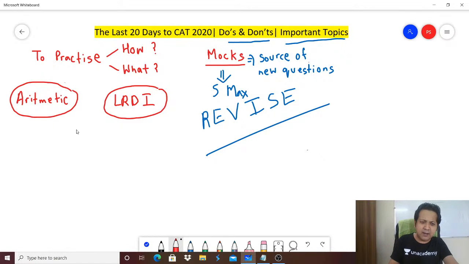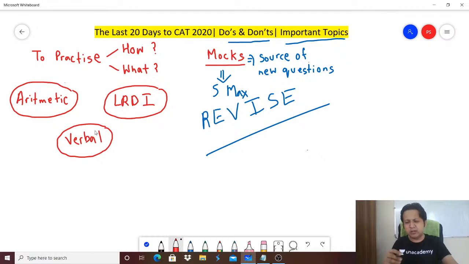And what about verbal? Please make it a point to do at least 3 comprehension passages daily. Three or 4. Don't do them at a stretch. Probably you are getting bored with one. You spend some time with verbal doing 2 passages, and after that put gaps, because you know what, when you study in breaks, in short intervals, your efficiency is the highest, and in the last 20 days you definitely want to be working at your maximum efficiency.